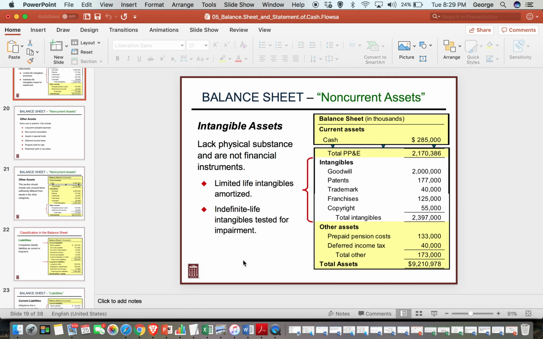But we may have some, I think, related to goodwill. We have indefinite life intangibles tested for impairment. That would be an example of goodwill. Or these others, patents, trademarks, franchises, and copyrights, would be limited life intangibles that would be amortized over X number of years.